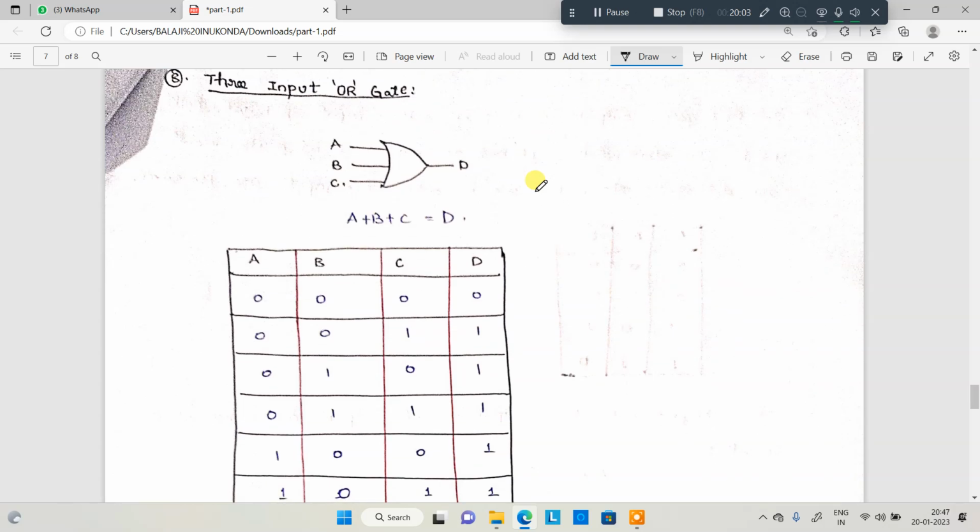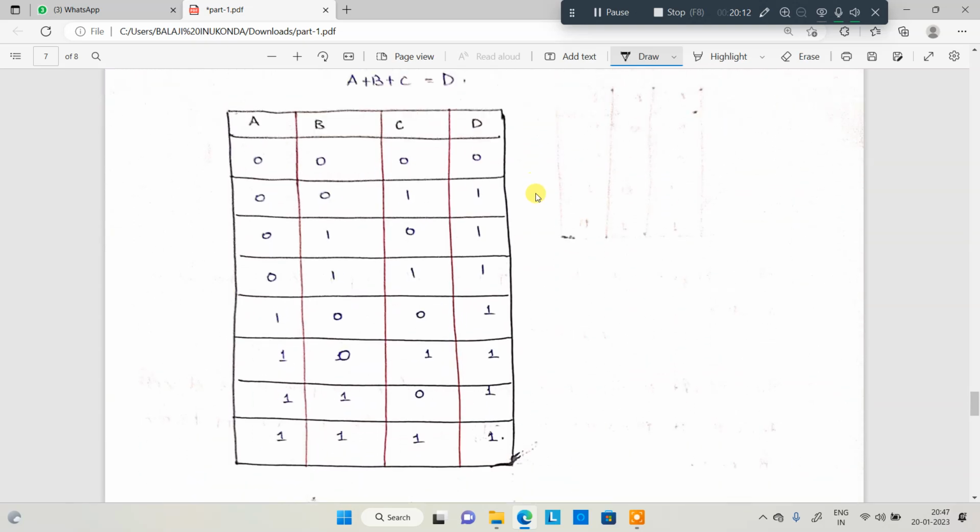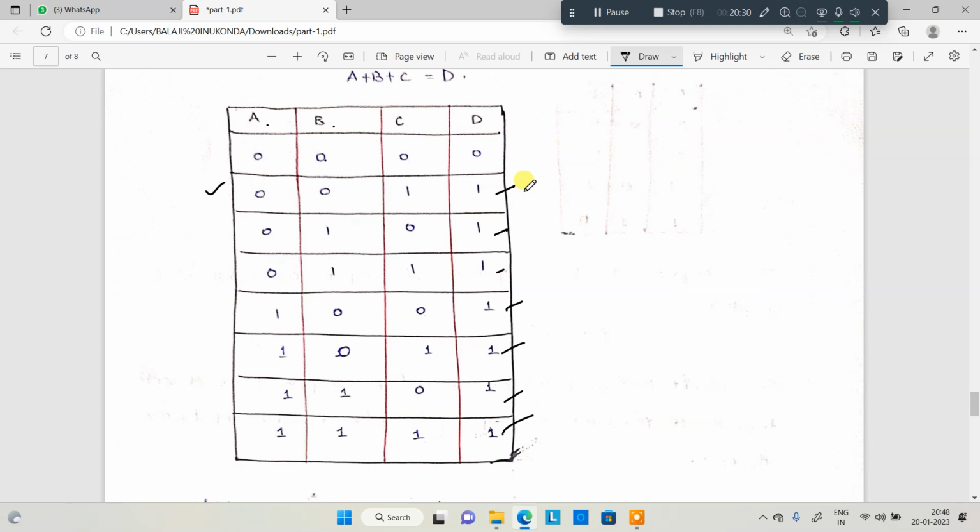Next, we are moving to the OR gate with 3 inputs. How to write the truth table, we'll see. So this is the truth table for a 3-input OR gate, with A, B, C as inputs and D as the output. 0 plus 0 plus 0 is 0. In the case of OR logic, if any input is high, the output is high. So if any one is high, or all are high, the output is high. This is about the truth table.